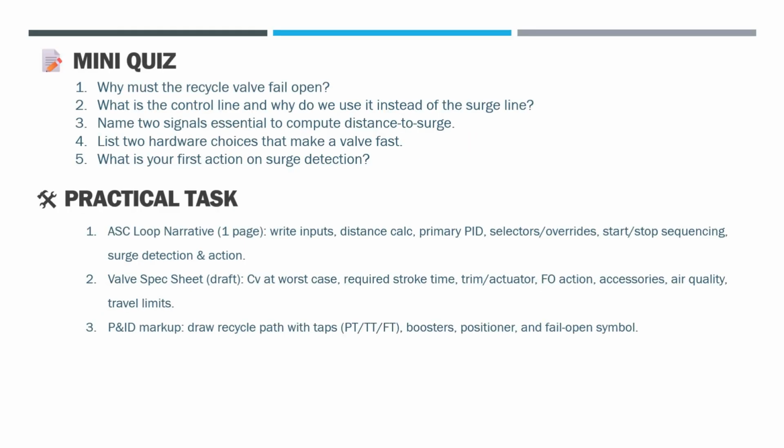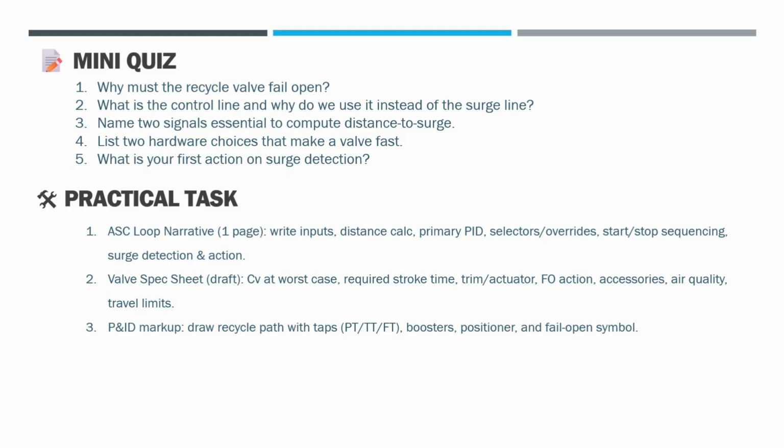Mini quiz. 1. Why must the recycle valve fail open? 2. What is the control line and why use it instead of the surge line? 3. Name 2 signals essential for distance to surge. 4. List 2 hardware features that make a valve fast. 5. What's your first action on surge detection?